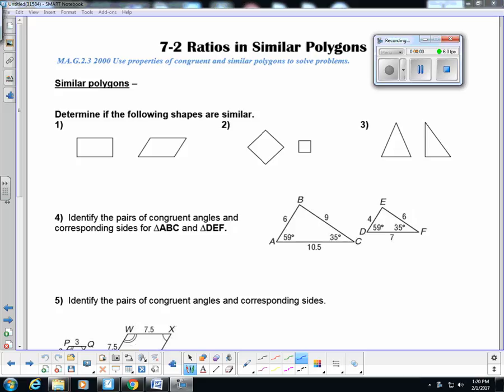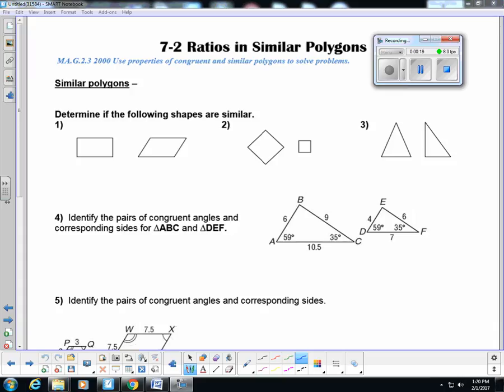Section 7.2 is going to deal with ratios still, but what we call ratios and similar polygons. So now we're going to apply these ratios to similar polygons or similar shapes. Okay, so first of all, what is a similar polygon?